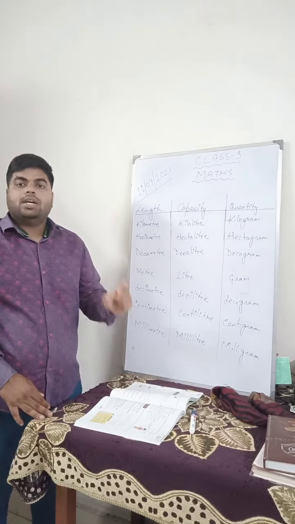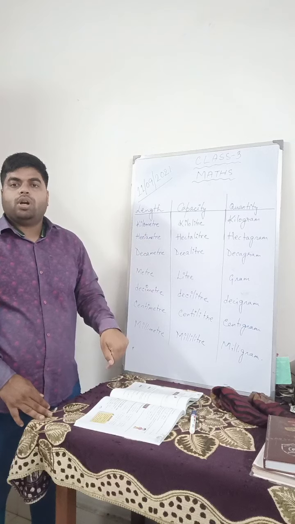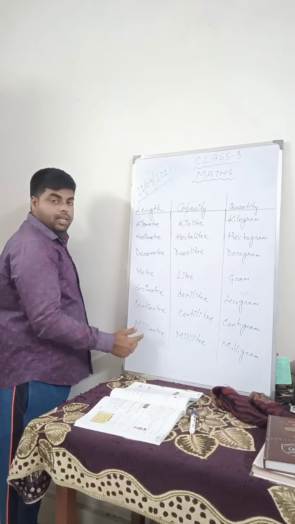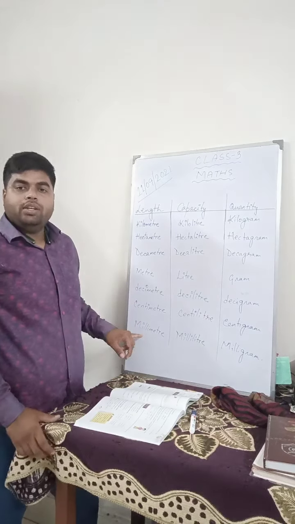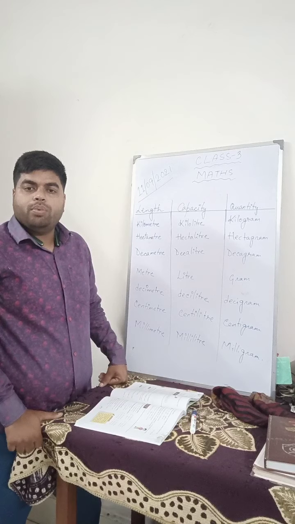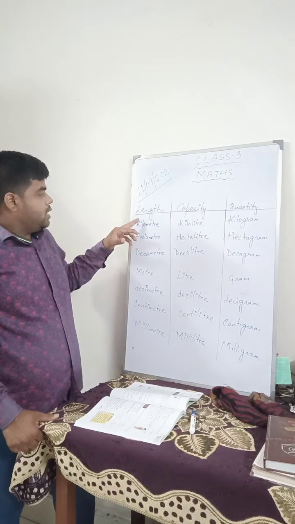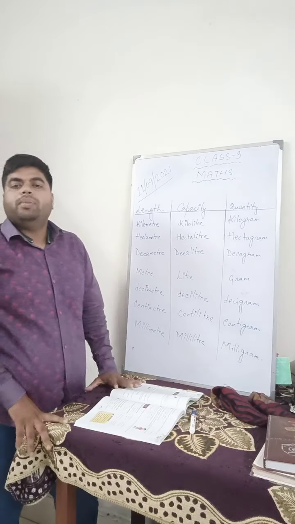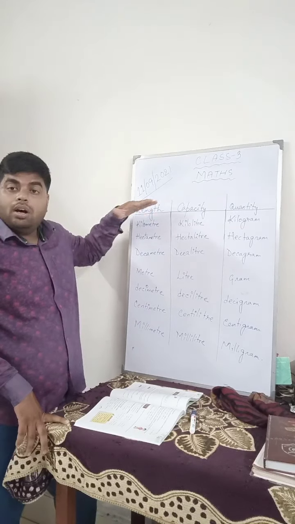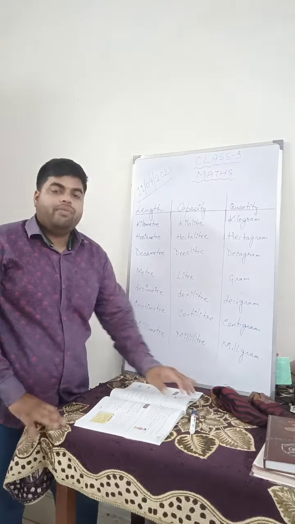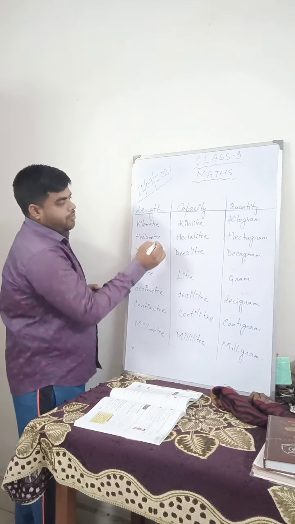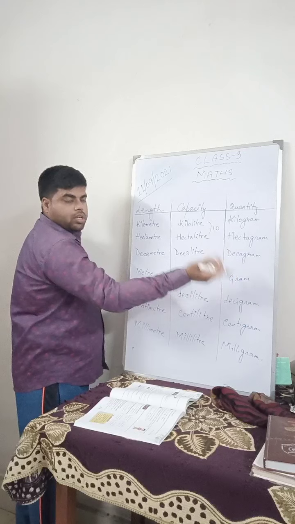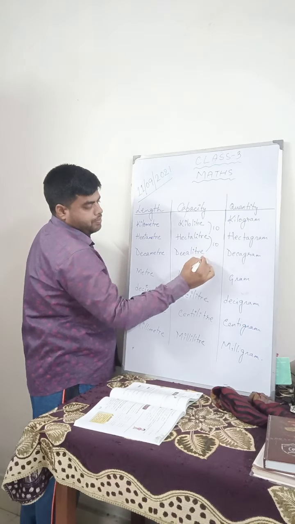I have written this from bigger unit to smaller unit. So the biggest is kilometer, and the smallest one is the millimeter. This is the arrangement of it. Now every gap is of 10. No matter if it is length, capacity or mass, every gap is of 10.